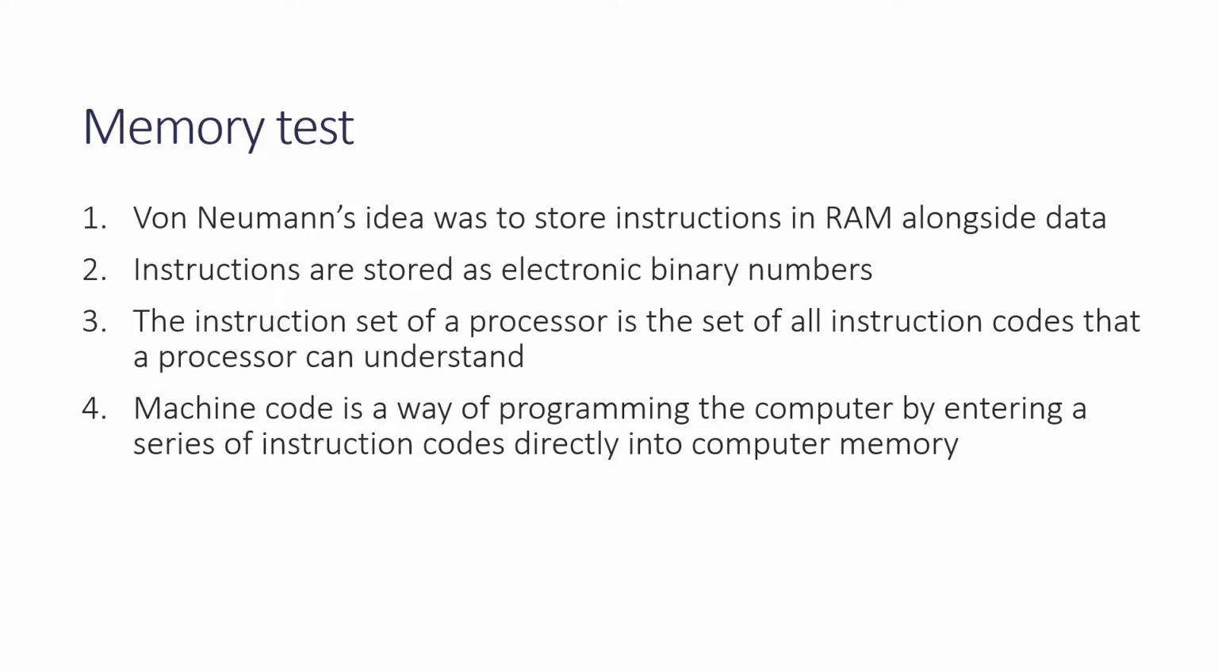The instruction set of a processor is the set of all the instruction codes that the processor can understand. And machine code is a way of programming the computer by entering these instruction codes directly into computer memory. So machine code consists of numerical digital codes that stand for actions that the computer can carry out.